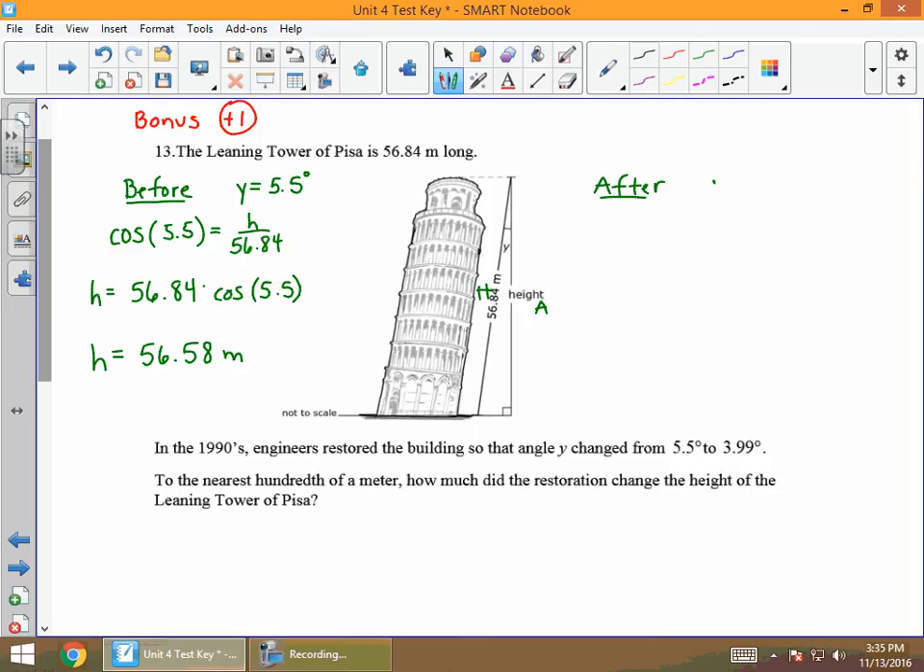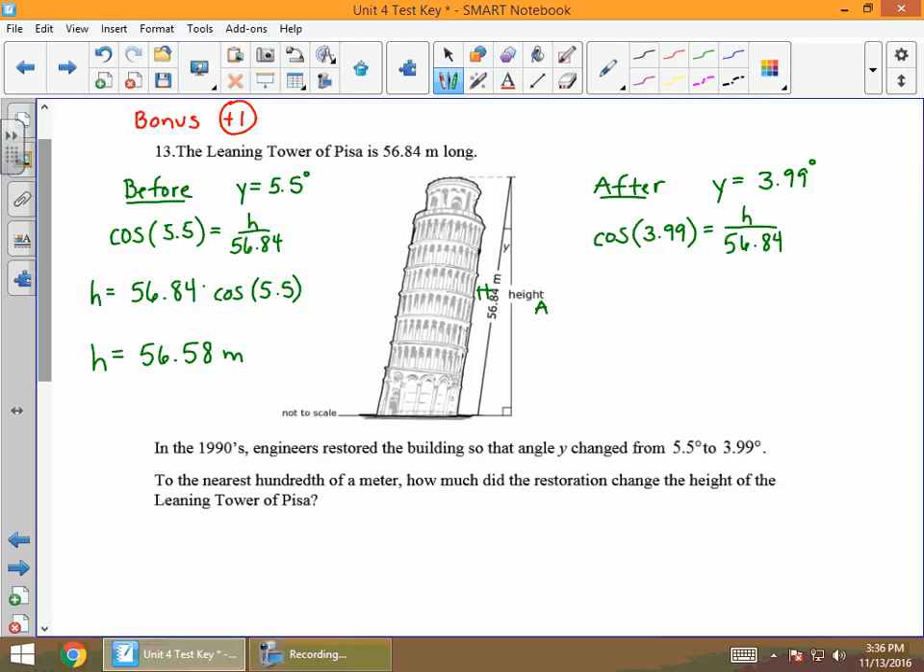Okay, now let's look at the after. So after the renovation, that angle changed to 3.99 degrees. So Y is now a new number. So I'm still going to do the same process. I'm going to do the cosine of the angle. Well, the angle is now 3.99. The adjacent, I still don't know. It's H. The hypotenuse is still 56.84. Now understand that this H is different than the previous H. This is the height after the renovation.